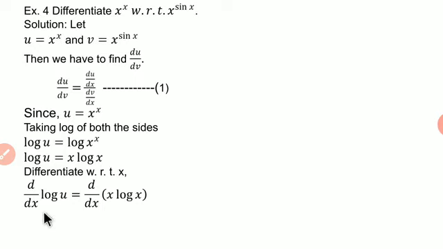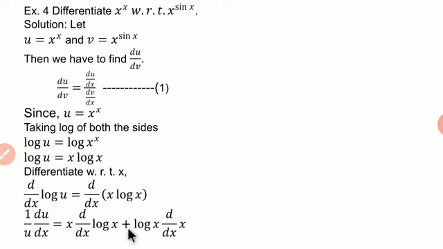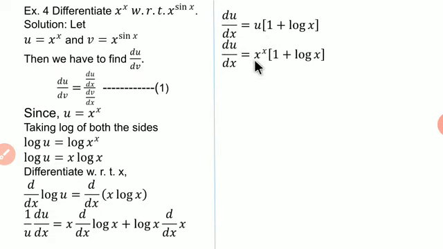Now the derivative of log u with respect to x is 1 upon u du by dx, is equal to, here use the uv rule, x into d by dx of log x plus log x into d by dx of x. Now taking the derivative, we get du by dx is equal to u multiplied by, this u goes to multiplication, u multiplied by, here x into derivative of log x is x, so x upon x is 1, so we get u into 1 plus log x. This is the value for du by dx. Now back substitute the value of u as x raised to x, and therefore we get du by dx is equal to x raised to x into 1 plus log x.